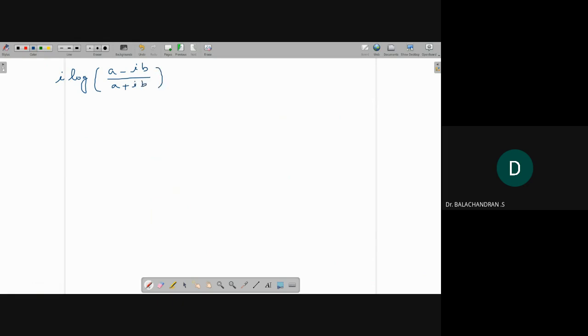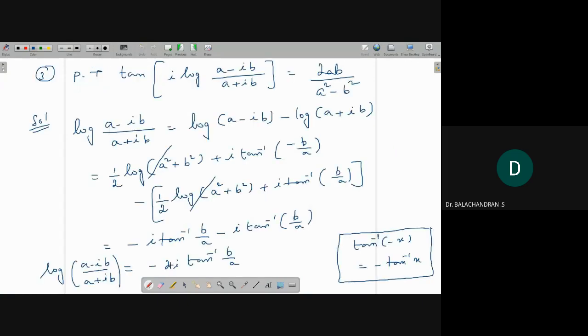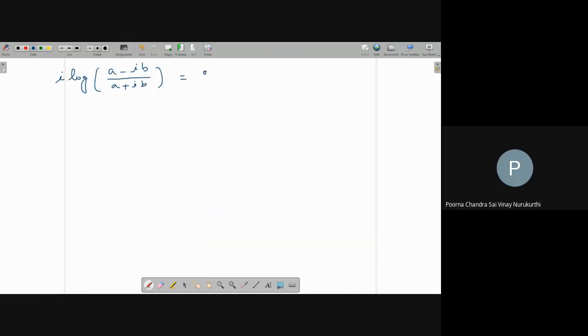Indrajit, I think you raised your hand. If you know, you can tell the answer. So i square is what? i square is minus. So minus of minus is plus. Okay? 2 tan inverse of b by a. So now I am going to write this is equal to 2 into theta, where theta equals tan inverse of b by a.